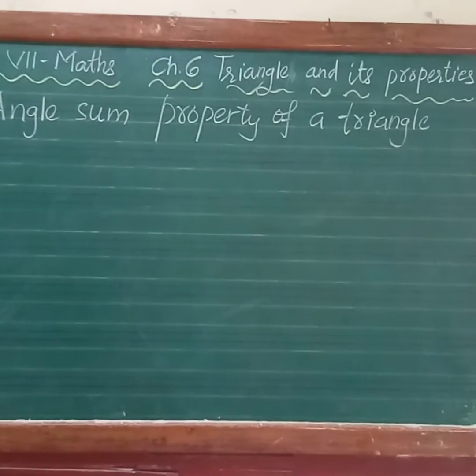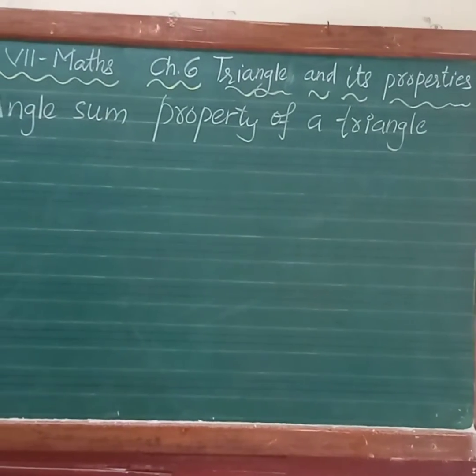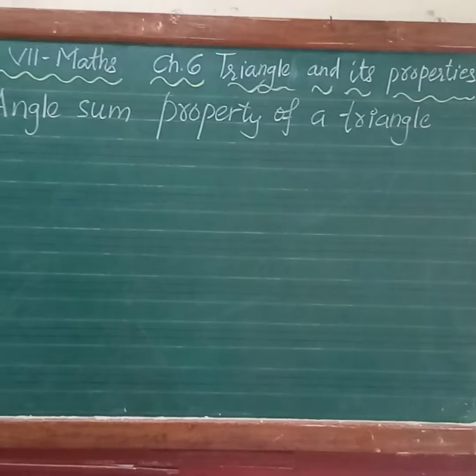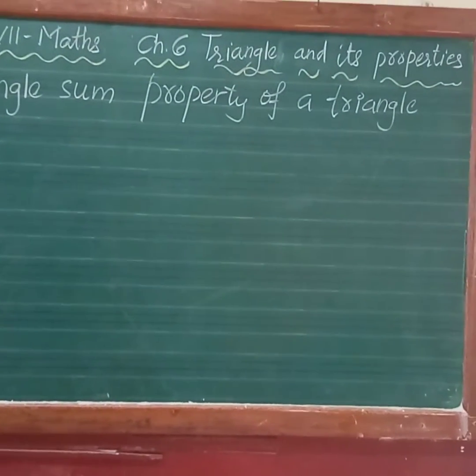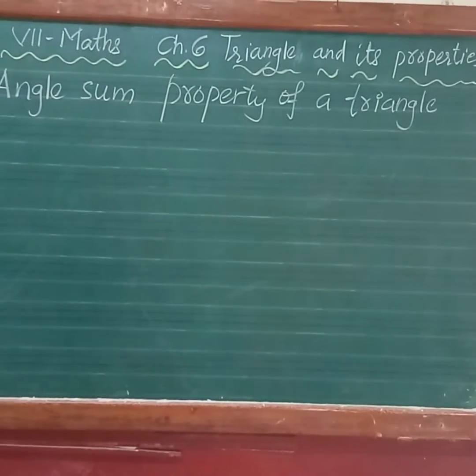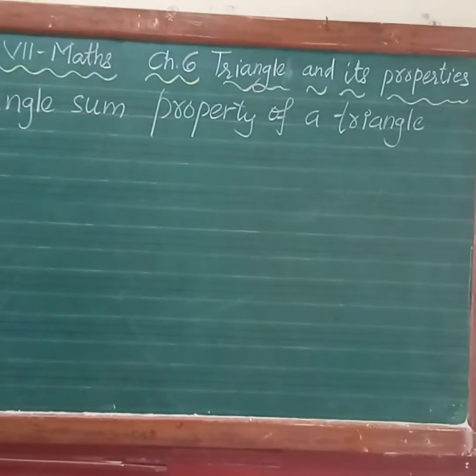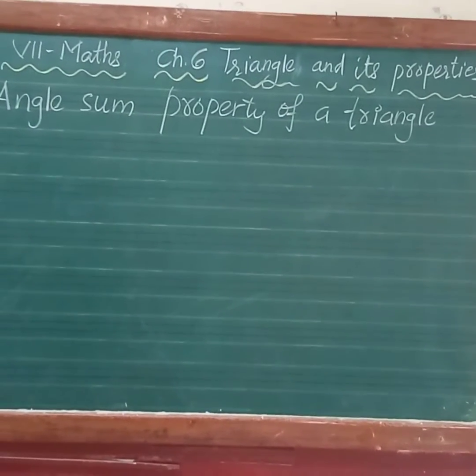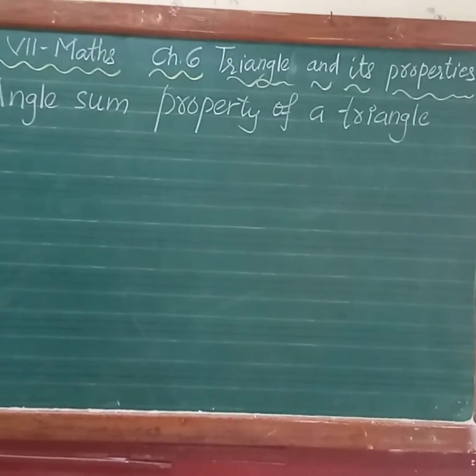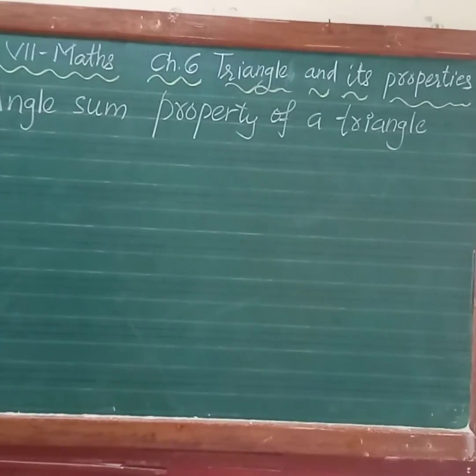Good afternoon, students. In the previous class we discussed that an exterior angle of a triangle is nothing but the sum of its interior opposite angles. That we discussed with the activity and proved it. Now we discuss the angle sum property of a triangle. To prove this, we again do an activity. So let's see the activity.